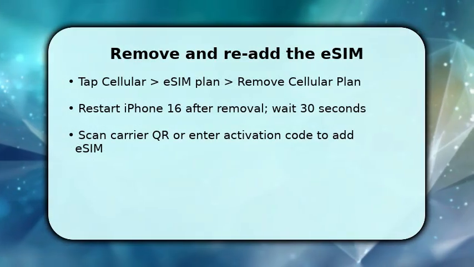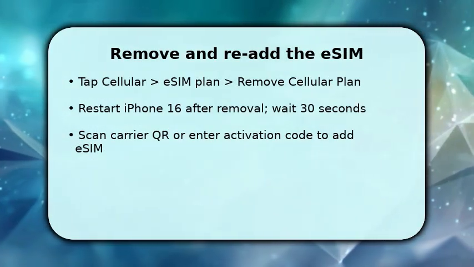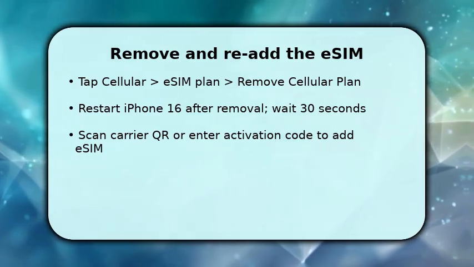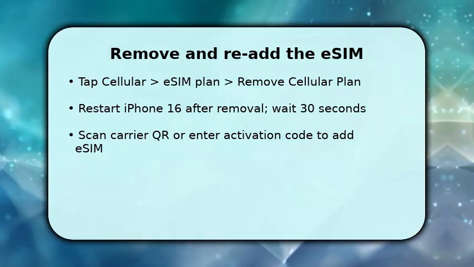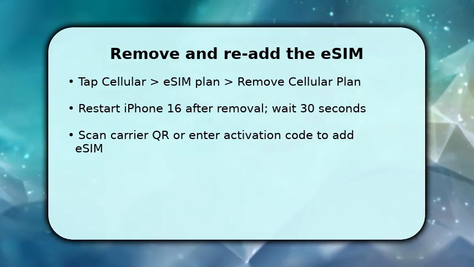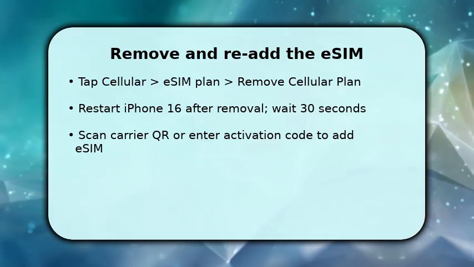You now remove the problematic eSIM and then re-add it to force a fresh activation. First, tap the eSIM plan and choose Remove Cellular Plan. Confirm removal. Once removed, restart the iPhone 16. A full restart clears lingering network caches.